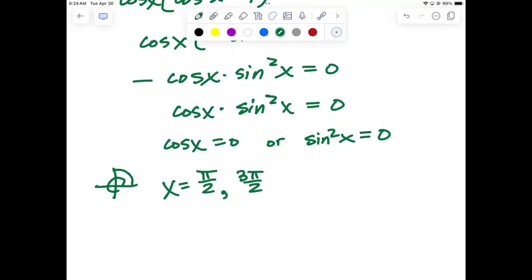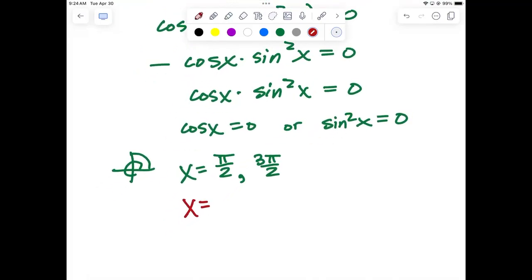Okay. Now, that's between 0 and 2 pi. What else do I need to do to get the ones that are between negative 2 pi and 0? Now I need to subtract a full rotation. So what's pi halves minus 4 pi halves?